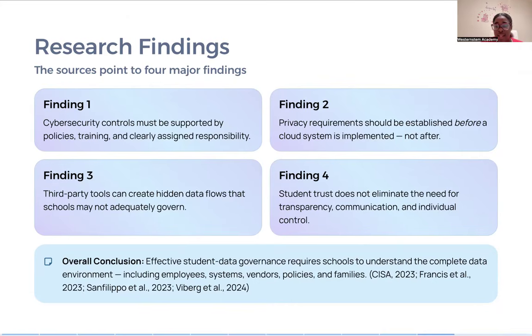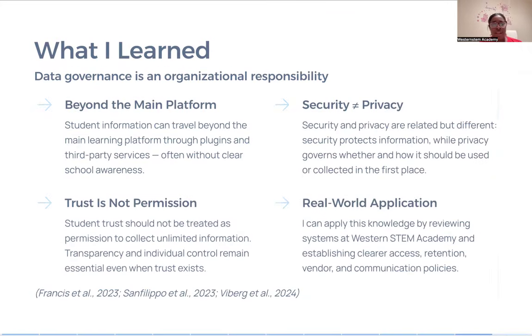Effective student data governance requires schools to understand the complete data environment, including the employees, the systems, the vendors, the policies, and the families. What I learned is that data governance is an organizational responsibility beyond the main platform. Student information can travel beyond the main learning platform through plugins and third-party services, often without clear school awareness.